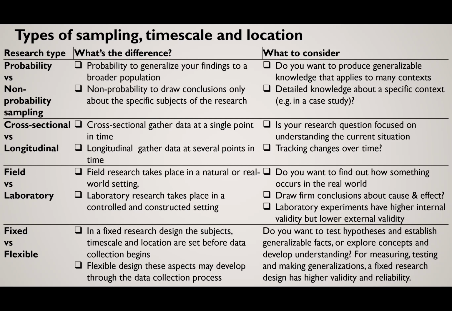Cross-sectional versus longitudinal. Cross-sectional is one time, a snapshot. While longitudinal is over a long period of time. That's why they call it cohort, because you're cohorting the data. It can be prospective and can be retrospective. So if you want to understand the current situation, you go cross-sectional. If you want to track changes over time, you go for longitudinal.